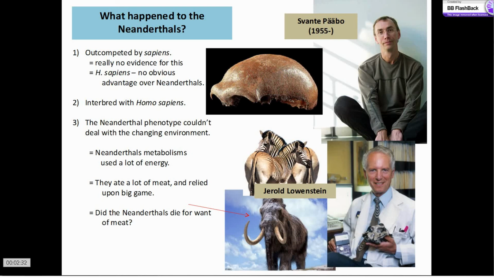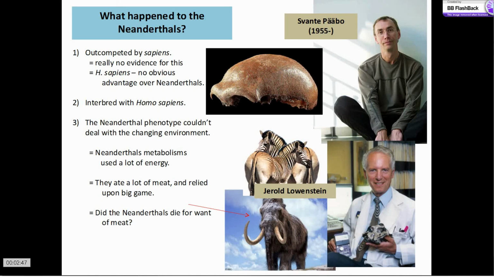But did interbreeding drive the Neanderthals to extinction? Did they just get wrapped up in the human population? Was there too much gene flow for them to maintain an identity as a distinct species? I don't know. There was a third thing going on.